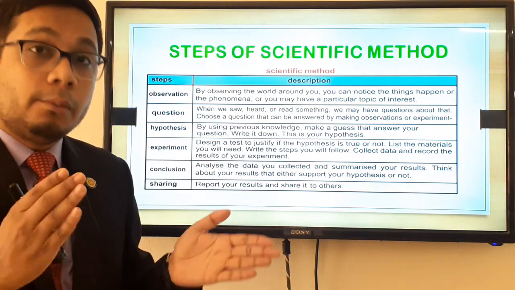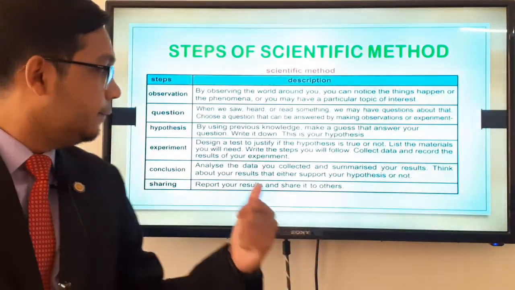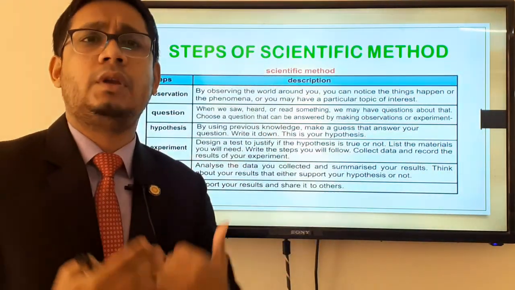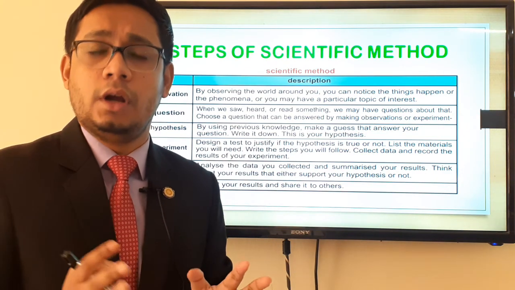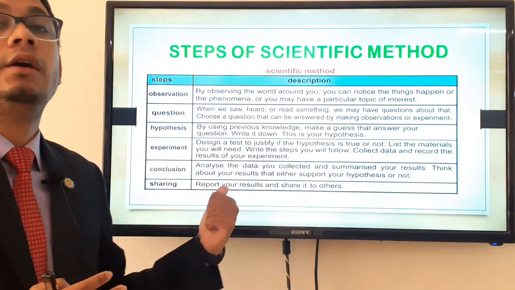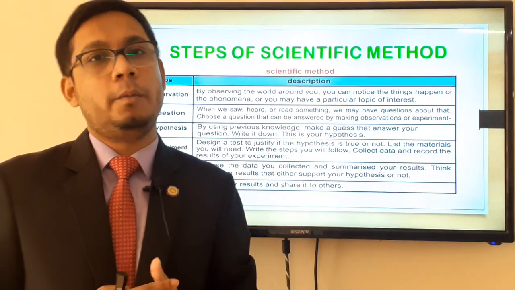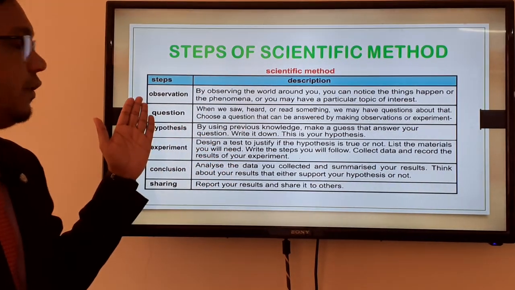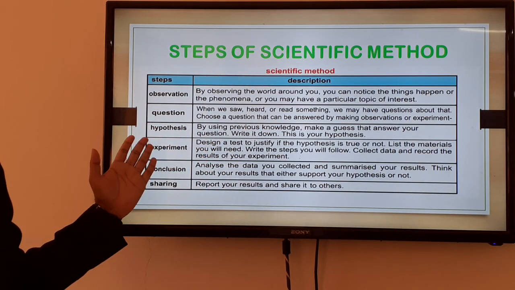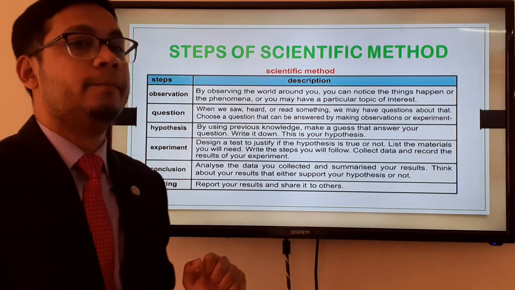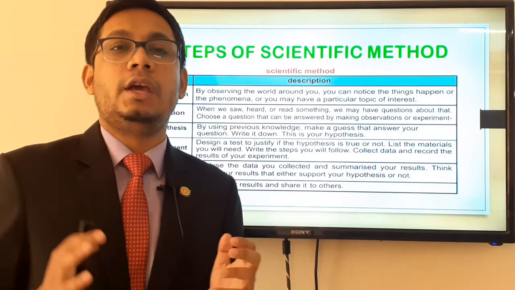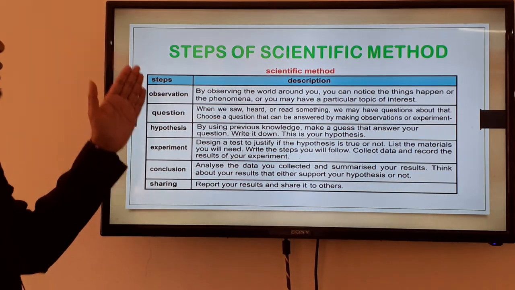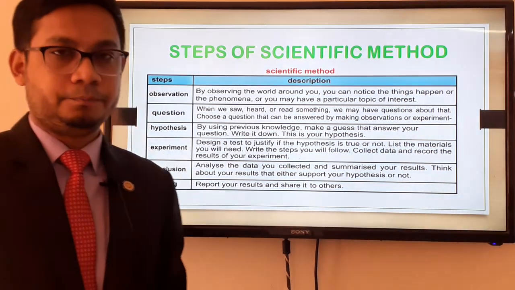Okay, so by comparing that, you can write the conclusion, and whatever result you found, whether it is positive or negative, the result of the experiment is very important for a scientific process. Then what you need to do is share the information with others. So the steps of the scientific method: first is observation, then question, then hypothesis, experiment, conclusion, and sharing. So if you want to research something in a scientific way, you have to follow these 6 steps of the scientific method.